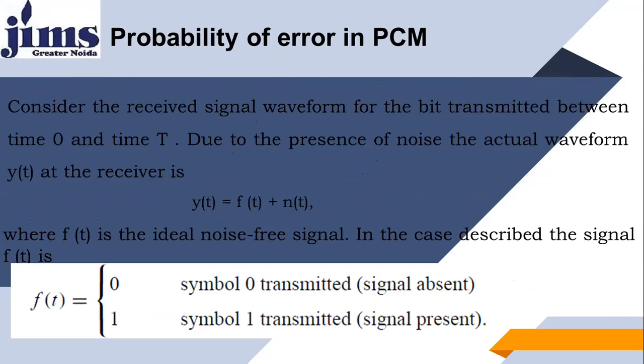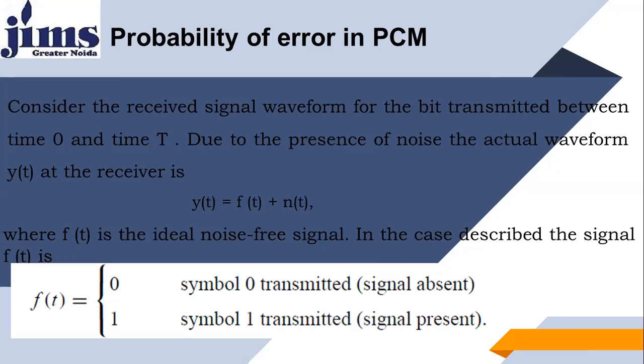So consider the received signal waveform for the bit transmitted between 0 and time T. Due to the presence of noise, the actual waveform y(t) at the receiver is y(t) = f(t) + n(t). When the signal travels through the channel, it introduces noise, and that noise is additive. So the overall signal becomes y(t) = f(t) + n(t), where n(t) is the noise. This noise is also a function of time, and it is added to your signal f(t).